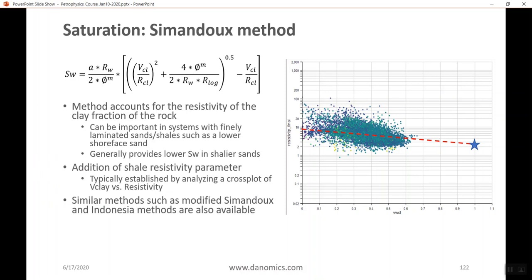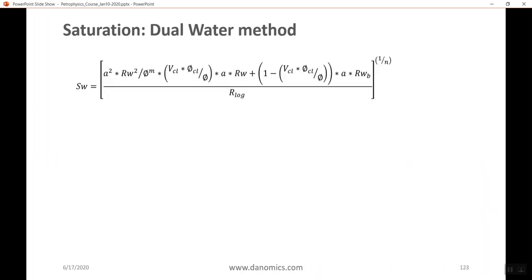There are other methods that are available, such as modified Simandoux and the Indonesian methods. Finally, here we just want to show you the equation for dual water. And the main additional parameter here is RWB, and this is the resistivity of the bound water.